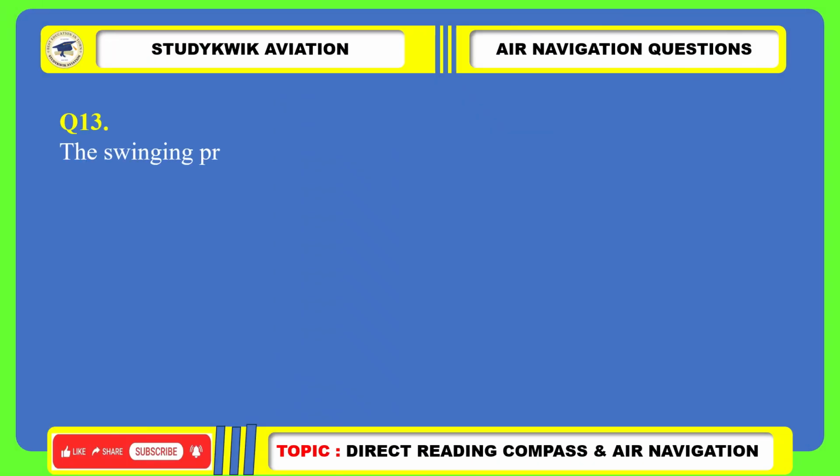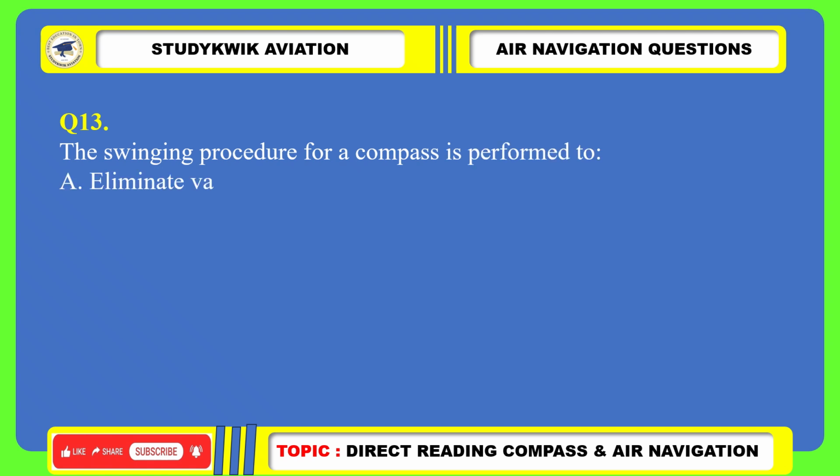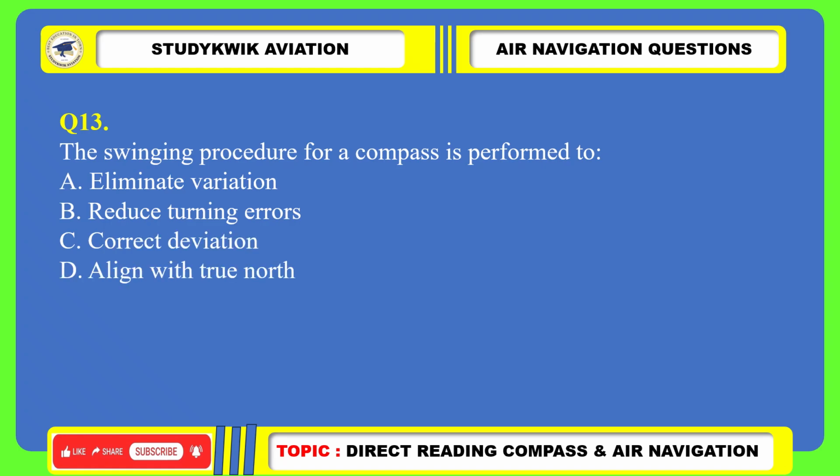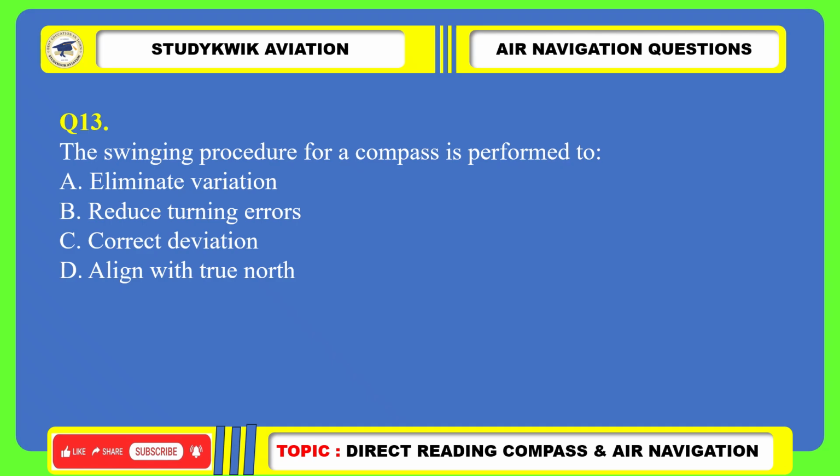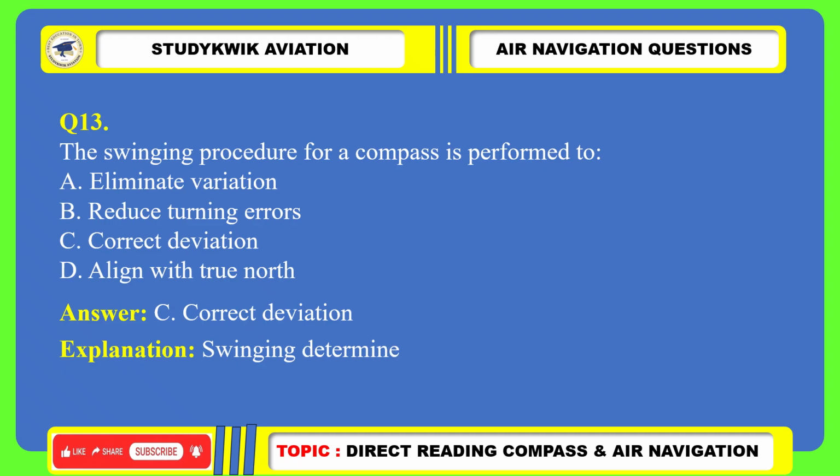Question 13. The swinging procedure for a compass is performed to eliminate variation, reduce turning errors, correct deviation, align with true north. The correct answer is C. Correct deviation. Swinging determines and records deviation on various headings.